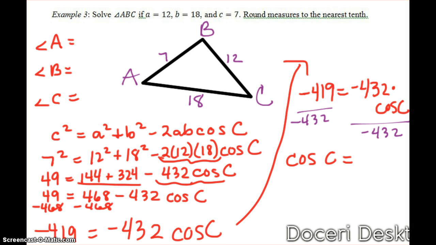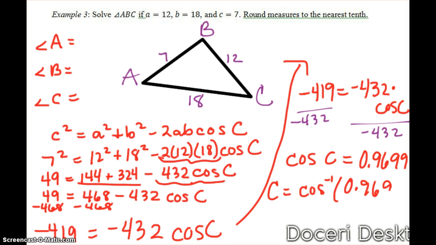And I'm going to take it out several place values, 0.9699. That's the cosine, not the angle. And I need the angle, so I'm going to have to do the inverse cosine. C is the inverse cosine of 0.9699. And so I get C is approximately 14.1 degrees.